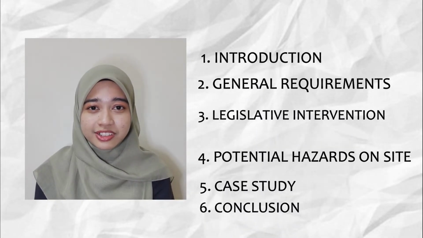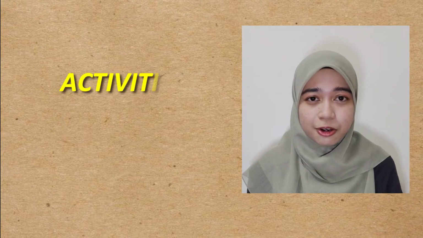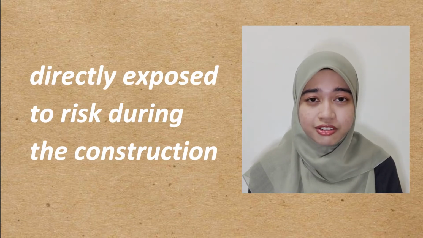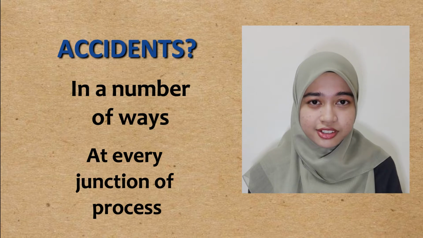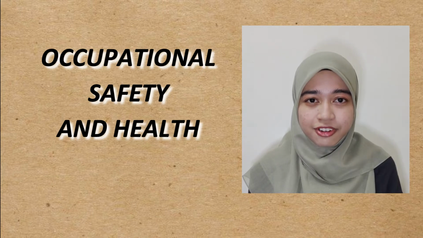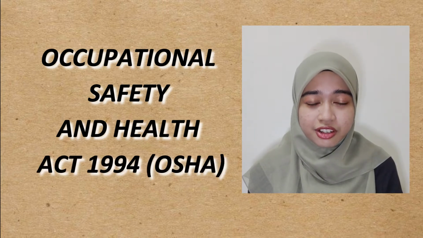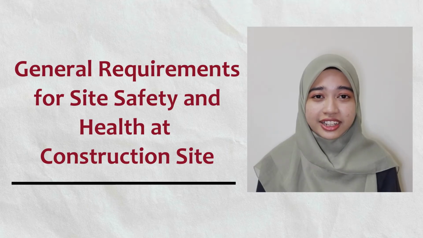There will be 6 main things that will be discussed in this video presentation. As we know, in construction, the workers perform a great diversity of activities associated with different risks. They are directly exposed to its associated risks during the construction. Due to that, accidents may occur in a number of ways and at every junction of the process. As a result, the Occupational Safety and Health Act OSHA 1994 is designed to reduce the accident rates of the construction industry in Malaysia. There are several general requirements needed for site safety and health at the construction site.